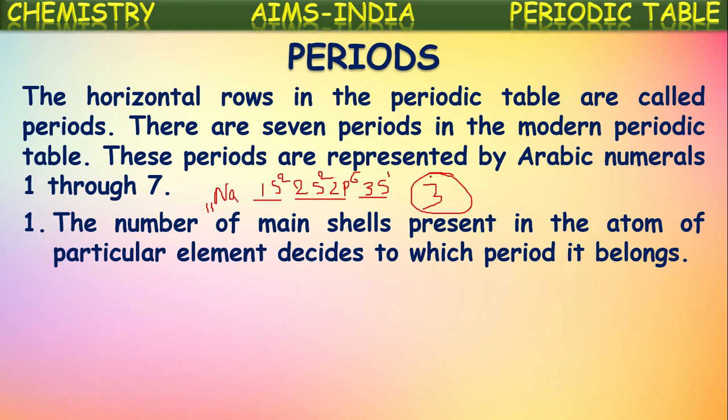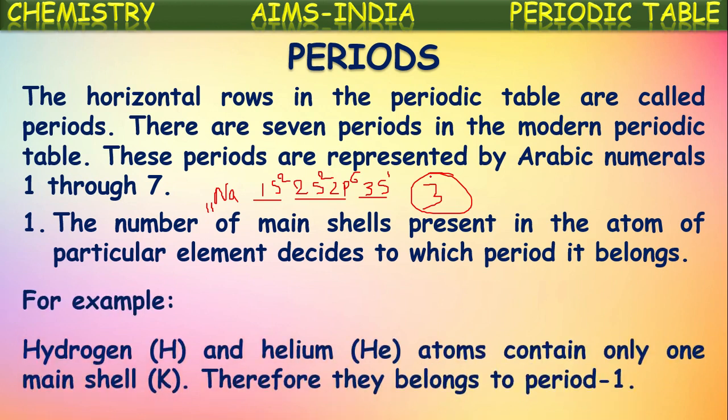In this way, the period number is given based upon the number of main shells present in the atom of that particular element. Let us see one more example. Hydrogen and helium atoms contain only one main shell. Therefore, they belong to period 1. Hydrogen has 1s1 and helium has 1s2 configuration. So both have only one shell in their configurations and hence they belong to the first group. Sorry, first period.